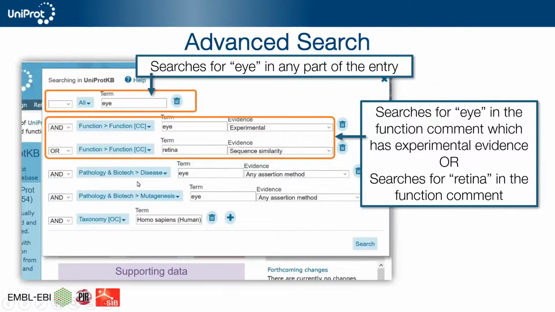In addition to that, you can search for eye in the pathology and biotech disease section, or in the mutagenesis lines, which is important if you're looking at model organisms. Often it will be held there. And you can restrict by taxonomy. So let's say you're only interested in Homo sapiens, in humans, you can put that there and click search, and all of these constraints will be put into your search.